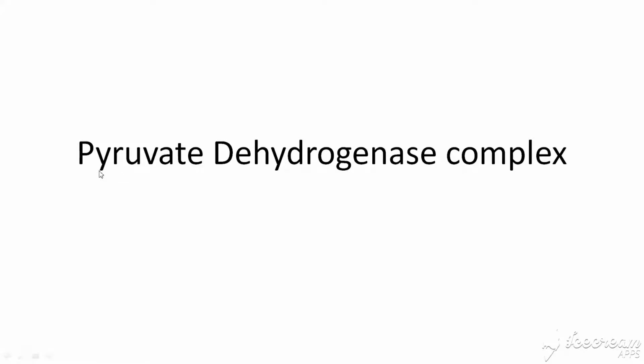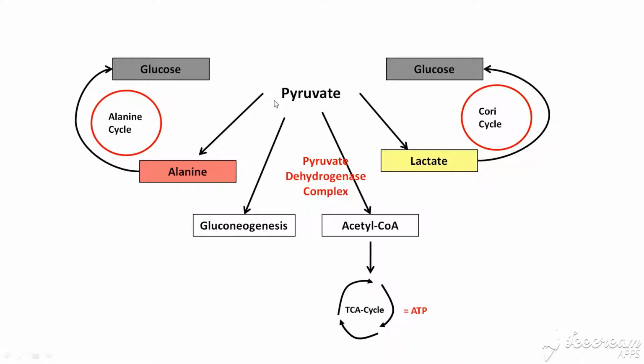So in this video, we're going to be discussing the pyruvate dehydrogenase complex. Pyruvate is going to be the end product of glycolysis, and pyruvate is a very important molecule because it can enter multiple pathways inside of our cells. Pyruvate can be converted into lactate, which happens in the muscles and the red blood cells.